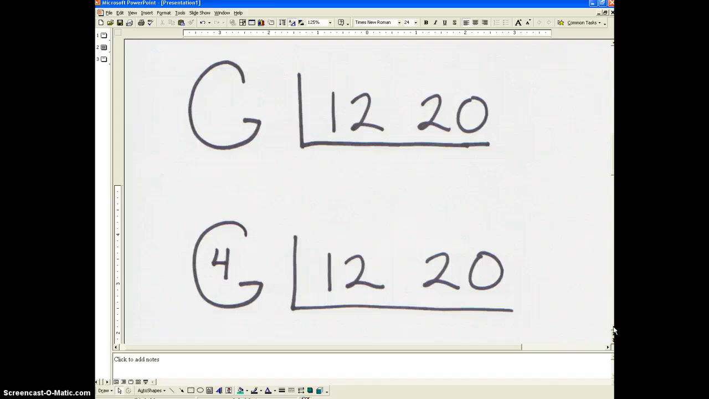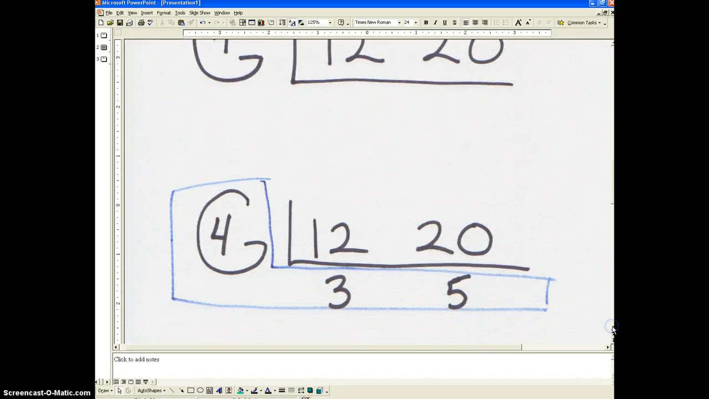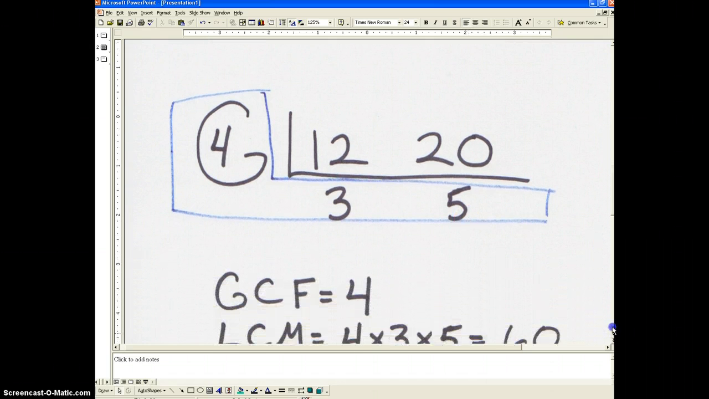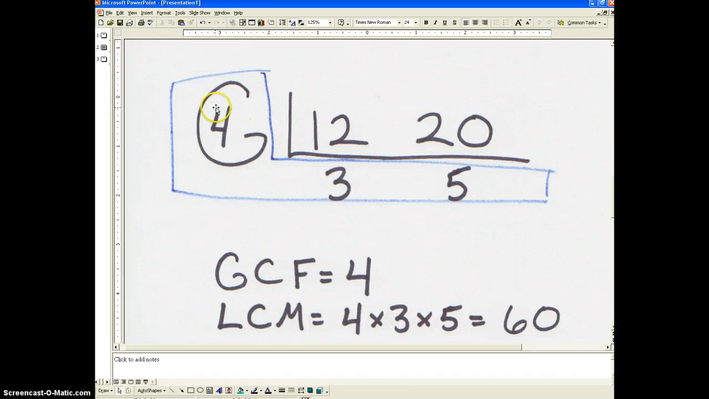So I'm going to try 12 and 20. I notice that 4 is a common factor of 12 and 20, so I'm going to divide both of those by 4. 12 divided by 4 is 3. 20 divided by 4 is 5. My GCF is simply the number inside the G, 4. My LCM, I take all of the numbers, 4 times 3 times 5. 4 times 3 is 12. 12 times 5 is 60. Again, one quick and easy step to find the GCF and LCM.